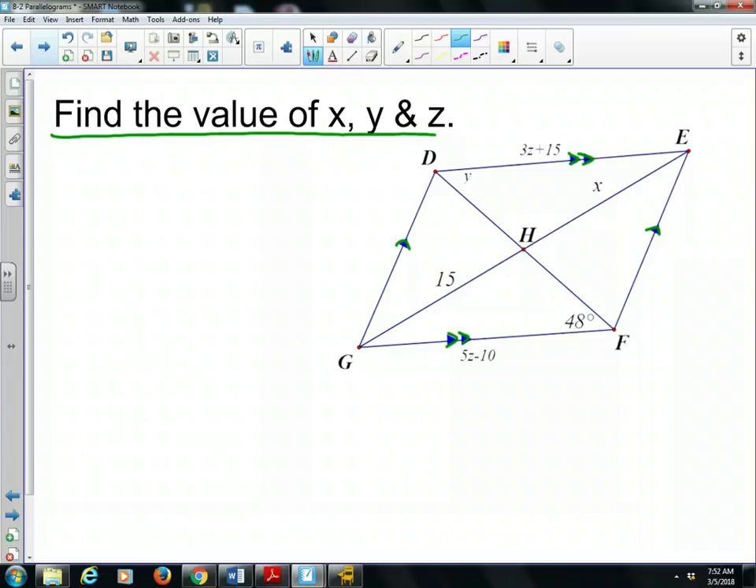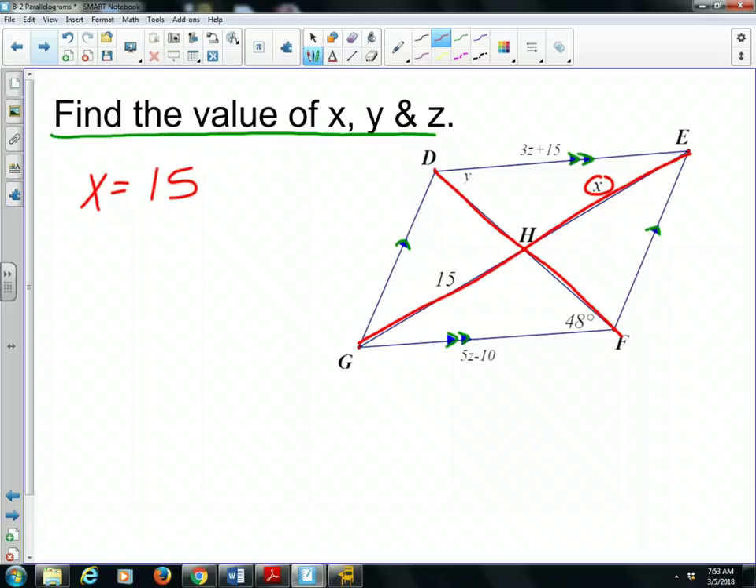So let's just go in alphabetical order. We'll find x first. So here's x. Well, GE would be a diagonal, and DF would be a diagonal. And one of the properties of parallelograms is that the diagonals bisect each other. So x equals 15. The diagonals bisect each other. So if GH is 15, H would be the midpoint of GE, so HE is also 15.